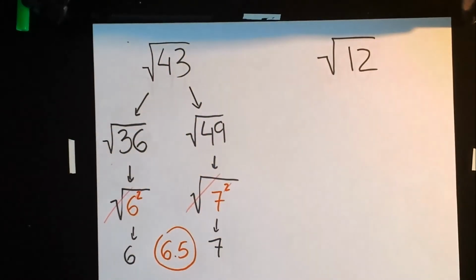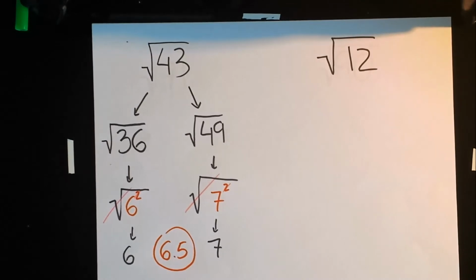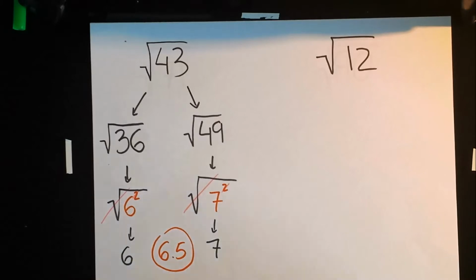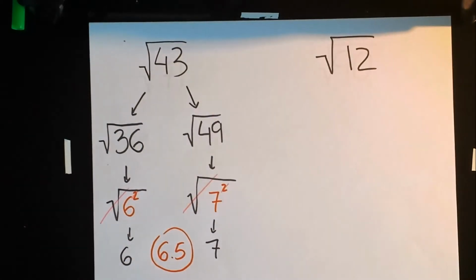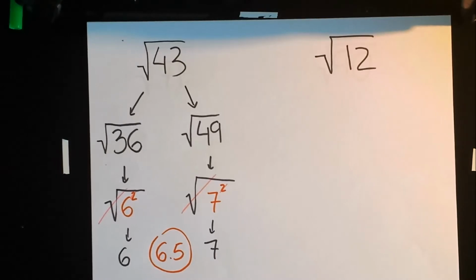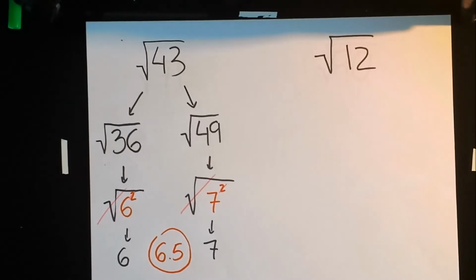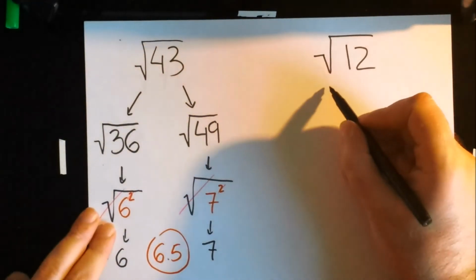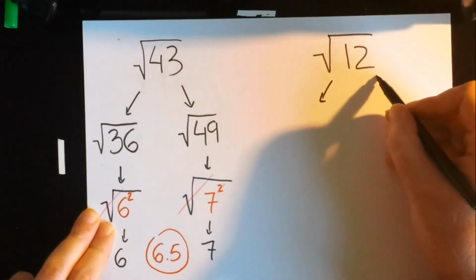The 12. Can someone tell me what are the two closest perfect squares? One above, one below 12, because 12 itself is not a perfect square. There are no two identical integers when multiplied that can get us 12. We can go 3 times 4, 6 times 2, 1 times 12, but they're not the same. So what are the two closest? One below, one above.